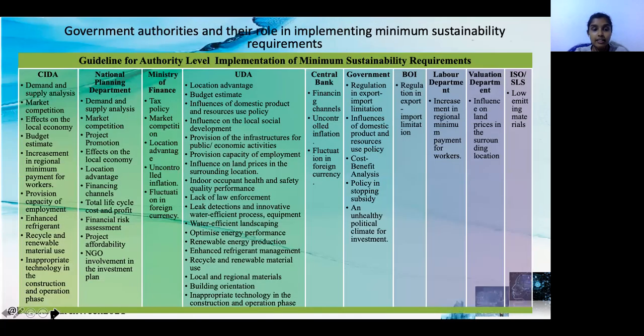Okay, then the identified non-legalized minimum sustainability requirements were divided into the identified 9 governmental authorities. So we can see in this figure that most of the criteria are under UDA. So out of 35, 18 are under UDA. So UDA has a critical role in ensuring sustainable construction at the project feasibility stage in Sri Lanka.